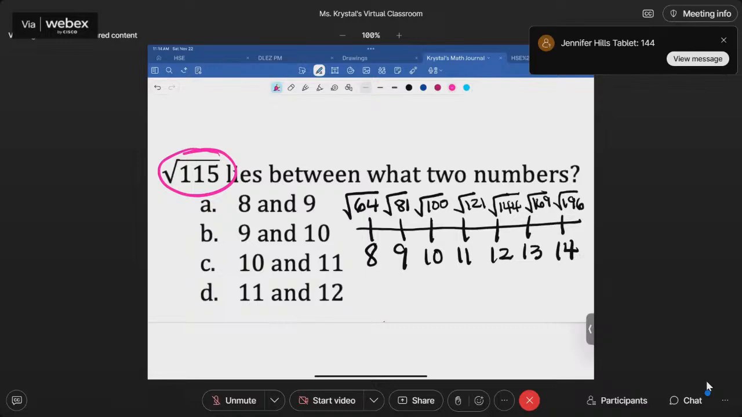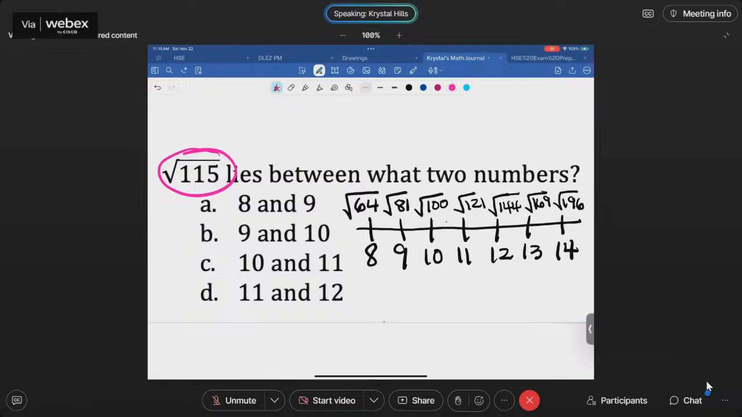And we're looking at the top row because those are our square roots. Where would 115 lie or be? Between 10 and 11, right in here, because we got 100 and we have 121. 115 is somewhere in between those two numbers.